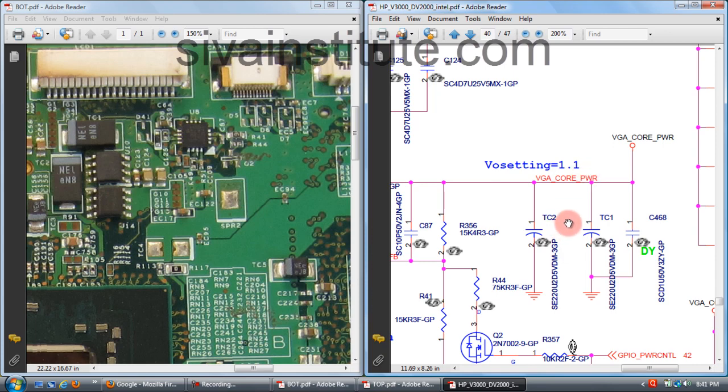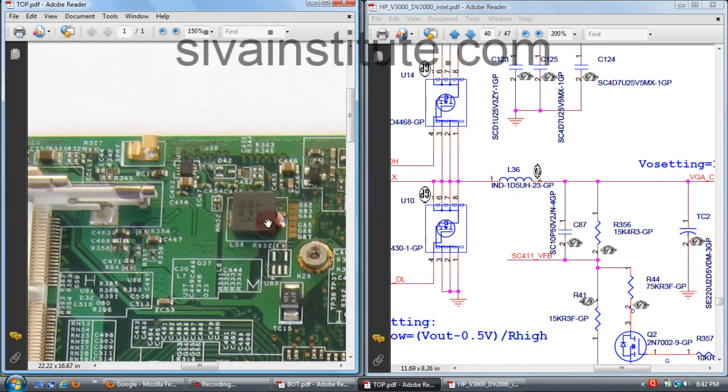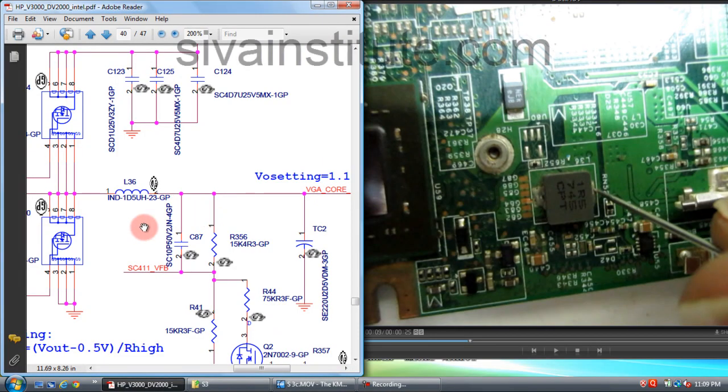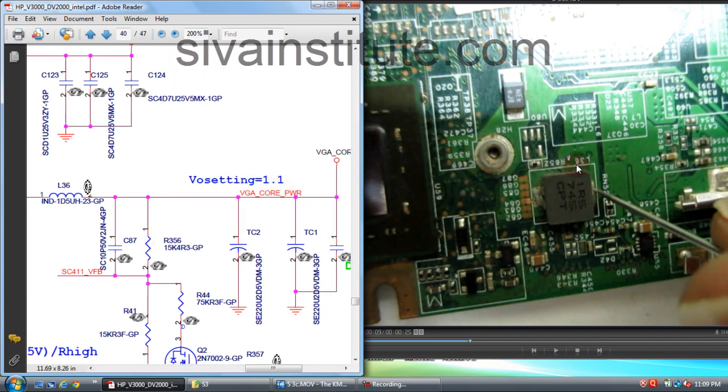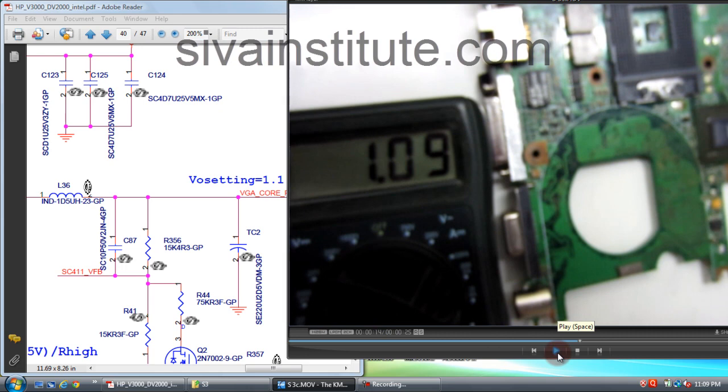This voltage 1.1 volt comes out from this IC. This coil L36, this is bottom side; the upper side we will see later. This is L36. You should check here whether 1.1 volt is there or not. This is the graphic controller voltage, you should check here. 1.1 volt, 1.09 volts, this is okay.